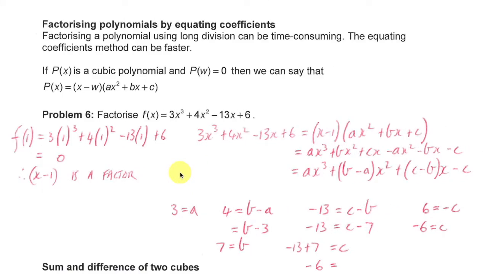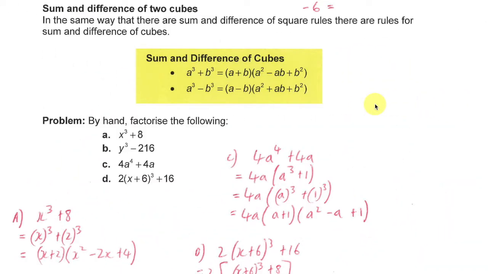Let's conclude. So what we're able to say is that this cubic is equal to x minus 1 multiplied by the quadratic 3x squared plus 7x minus 6. I'm sure you agree with me that a better way of doing that is to perform long division, but I have shown you. Alright, now we're going to be looking at the sum and difference of two cubes.